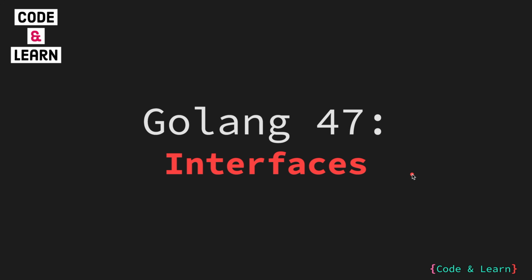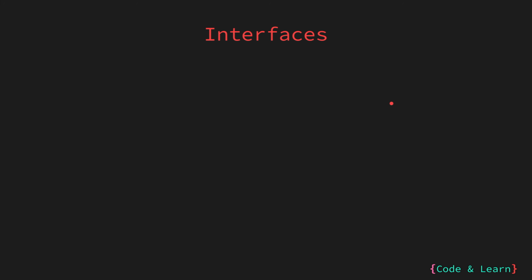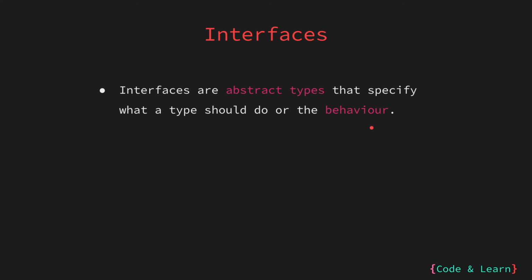In this GoLang lesson 47, we will be covering the topic of interfaces. So let's get started. So what exactly are interfaces? Interfaces are types that define the functionality of a type. They specify what the type should do, but not how it should do it. I have mentioned this before, but it's worth mentioning again. Abstract types such as interfaces only specify functionality, whereas concrete types like struct with methods specify both functionality and implementation.